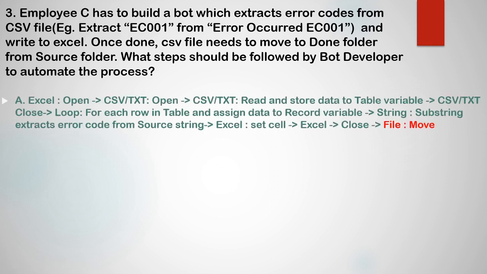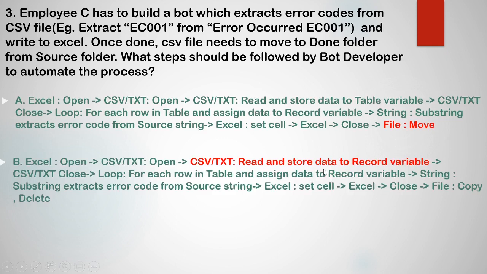So if we look at the first option, there is one move action present inside the file package, but there is no such action present inside the file package of Automation Anywhere. So this option is incorrect. Now moving to the next option. So in this case, in the read action of the CSV text package, the results are getting stored to a record variable. But we know from the read action of the CSV package, the results are stored to a table variable. So this option is also incorrect.